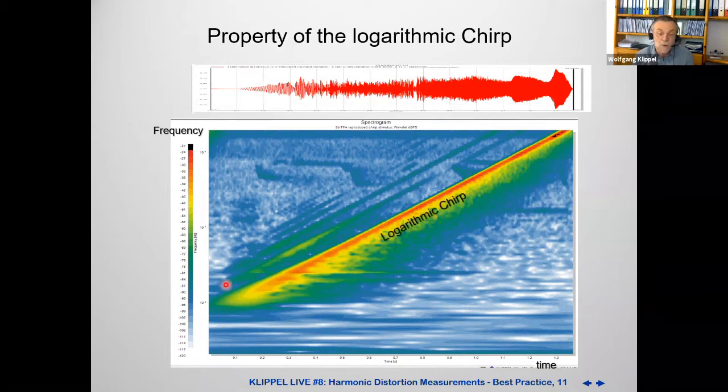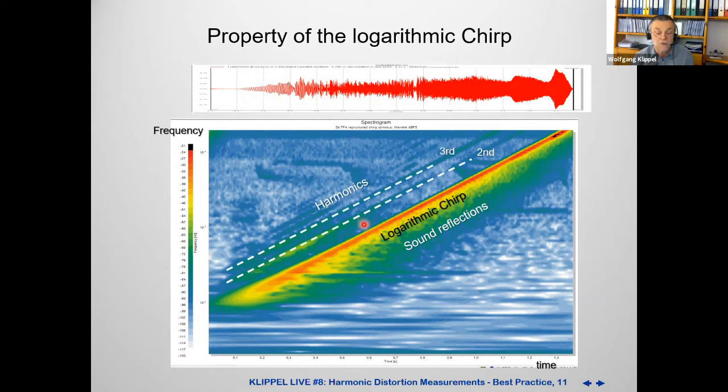And now the first thing, that's here our fundamental. We see again our logarithmic frequency axis, and time with linear mapping. And then we see at a later time the sound reflections coming from the walls and the ceiling, so they arrive later. And we have here some harmonics. This is the second, and that here is the third.